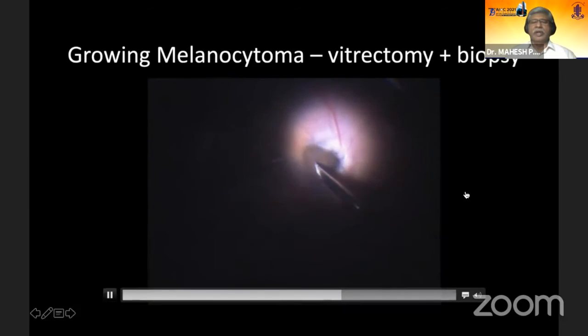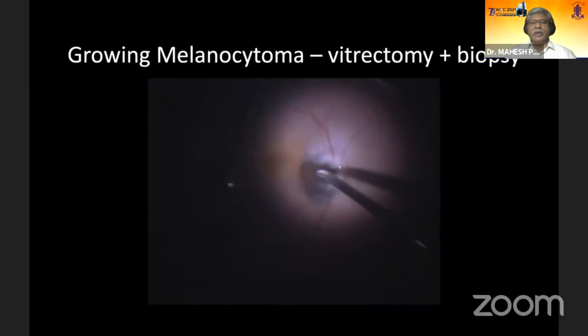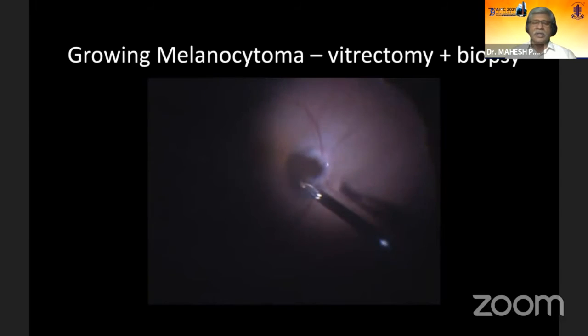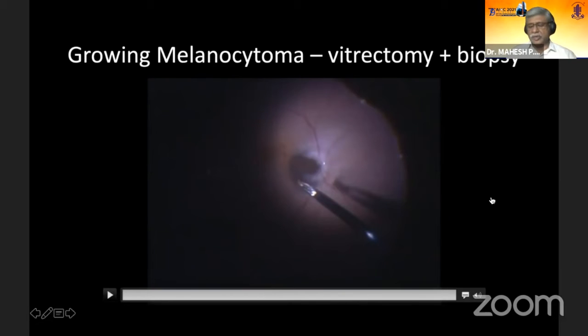Because this was growing, we had to ensure that this was not converting into a melanoma, and so we had to do this. So the capsule was opened up and a little bit of the tissue was dislodged and grasped with the forceps and removed and sent for cytology. And when the forceps is coming out of the eye, it's better to switch off the infusion so that there is no outflow of the fluid from inside the vitreous cavity, which can push the cells into the subconjunctival space or outside the eye.